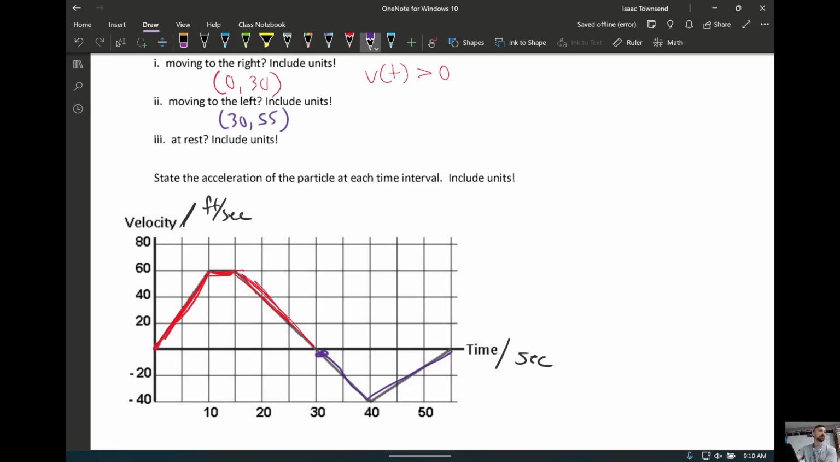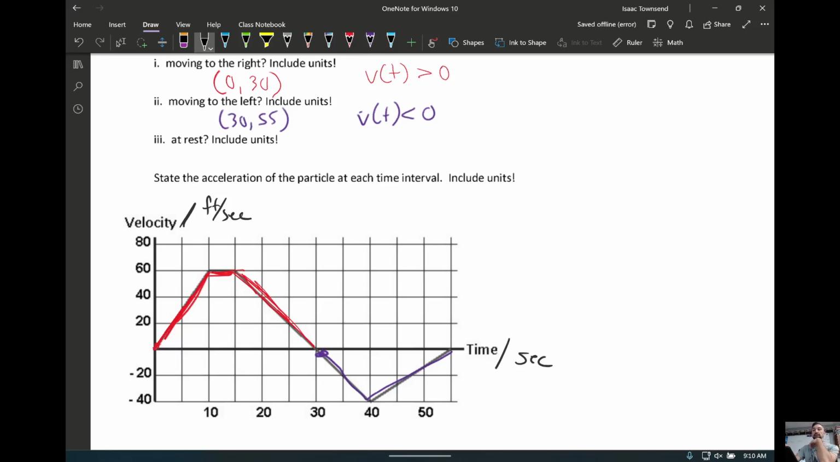That would get you a lost point there. You gotta be careful. How do you know it's going to the left during that time? It's negative or below 0. Okay, what is negative? Velocity. Don't say it's below the x-axis, because as soon as y'all start using vague terms like it, I can't assume what it is. I have to assume that you're saying the right thing on the test. The velocity is negative. Or I guess you could say the velocity graph is below the x-axis.